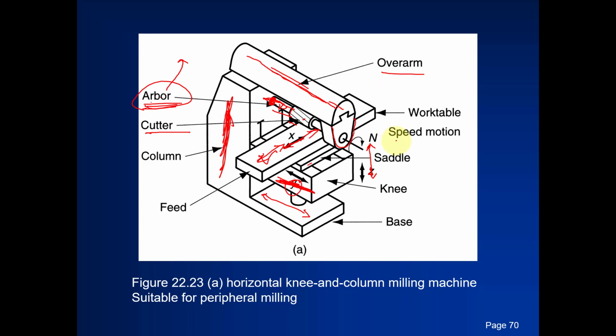So this type of machine is known as a knee and column milling machine. Okay, can anyone tell me which type of milling operation it will perform? Peripheral or face? Sir, peripheral. Peripheral. So this type of machine can be used for peripheral milling, because you can see that the direction of rotation of the cutter is parallel to this table, or to the workpiece. So this type of machine is only suitable for peripheral milling operations.